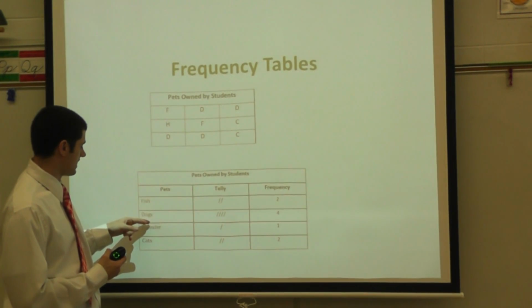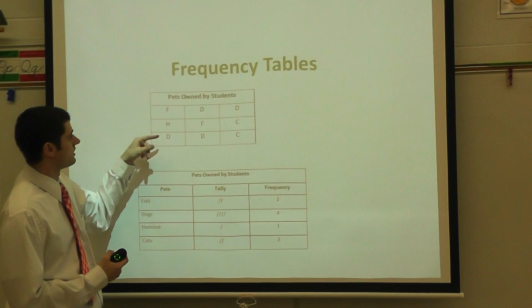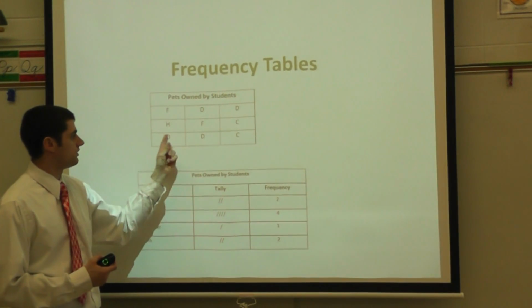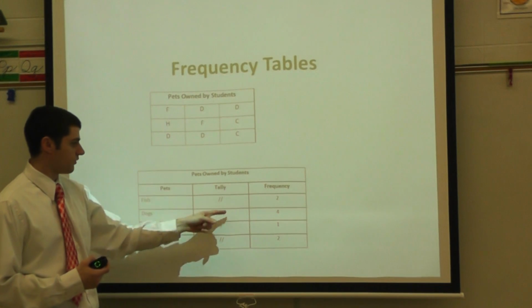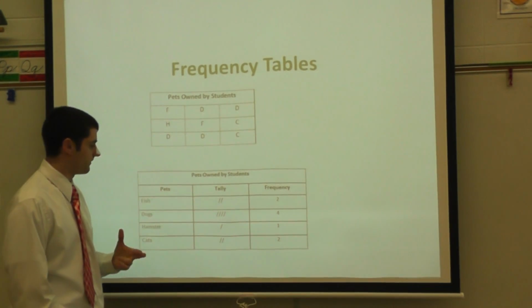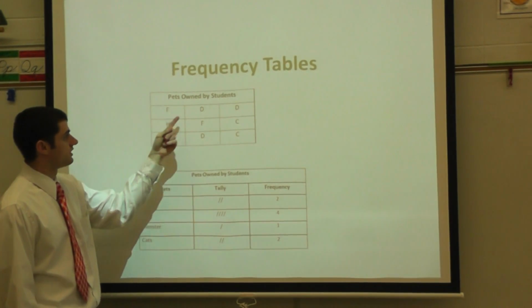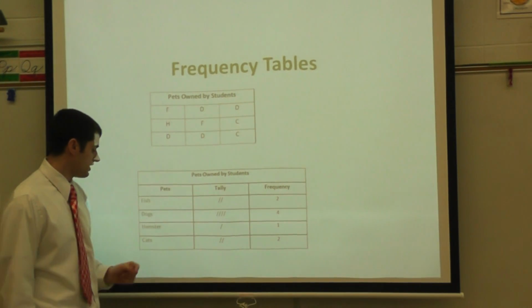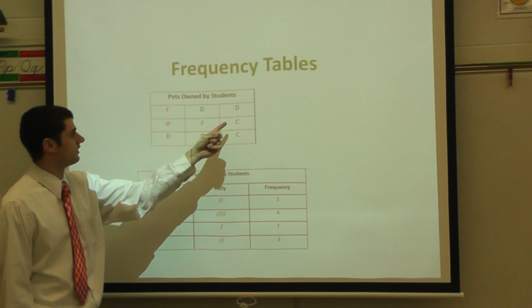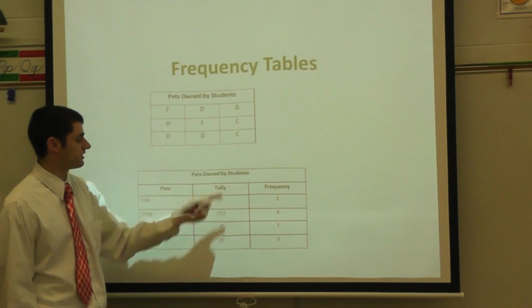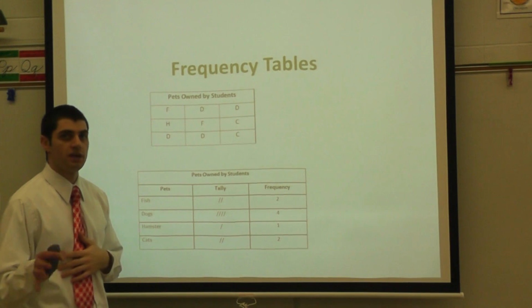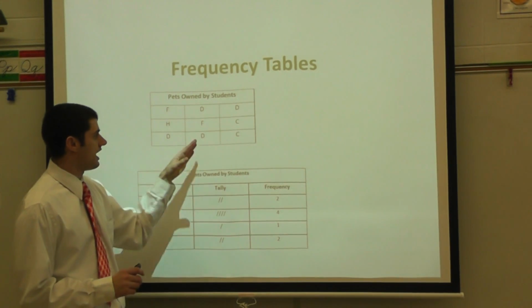If I take a look at dogs, I would cross this off. I'd put a tally once, 2, 3, and 4. I'd put my 4 tally marks. My frequency would be 4. Hamsters, I see 1 H. I would cross off the hamster. It's 1. Frequency is 1. And then cats. I'd look through, I'd cross off my 2 C's for cats, 2 tally marks, the frequency is 2.